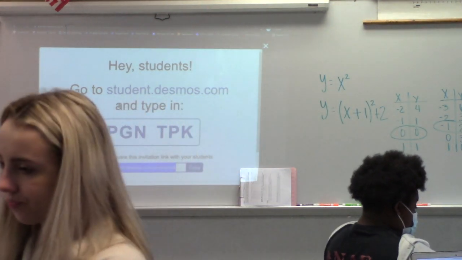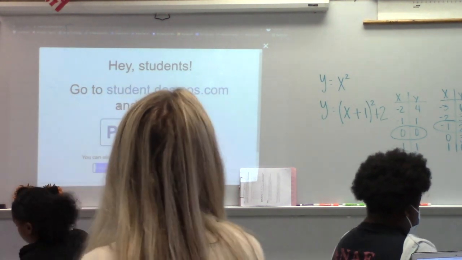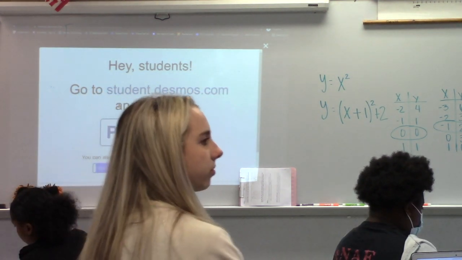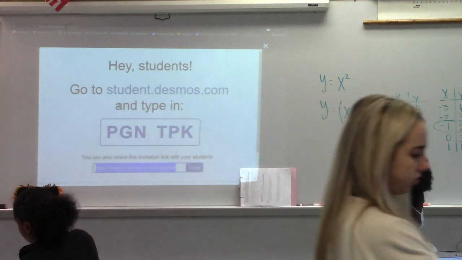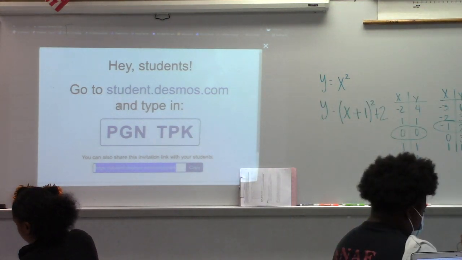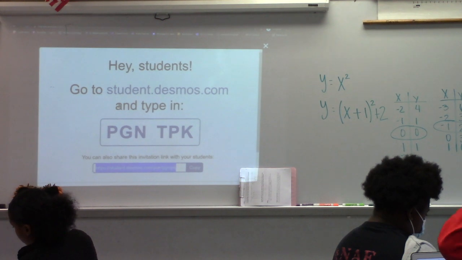What about that half? So you could think of it as division by 2, or that's equivalent to multiplying by something. If it's greater than 1, it stretches. If it's between 0 and 1, the function stretches.